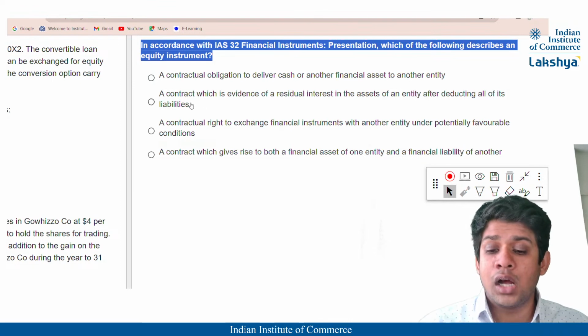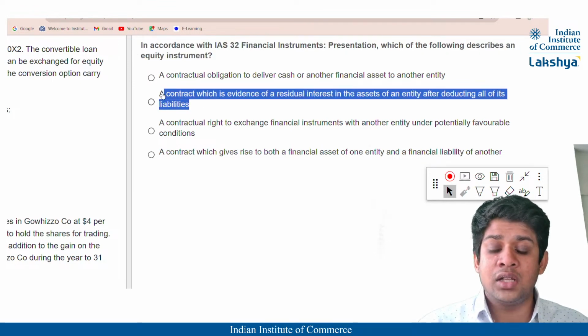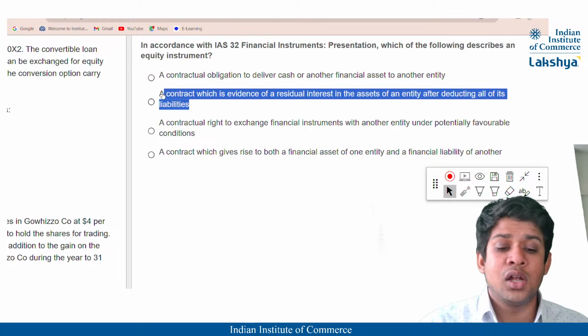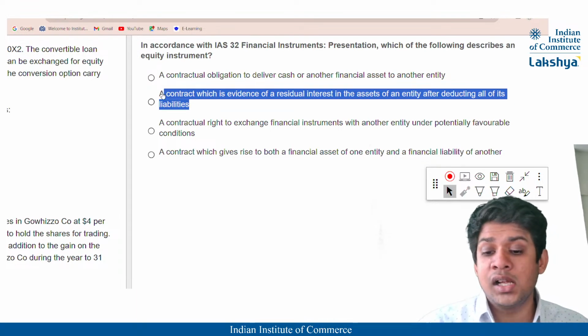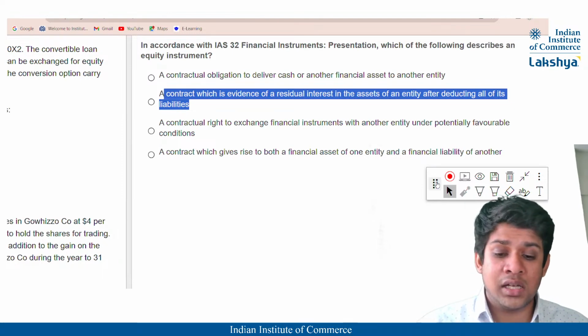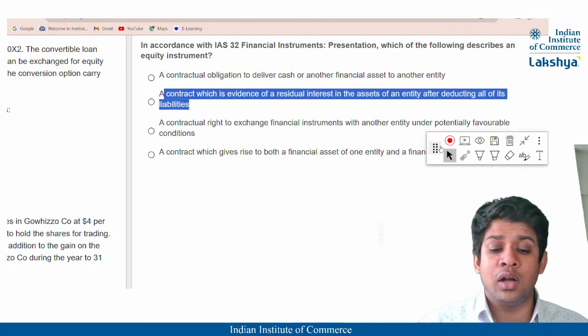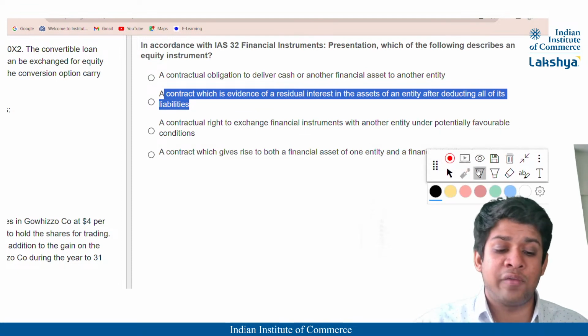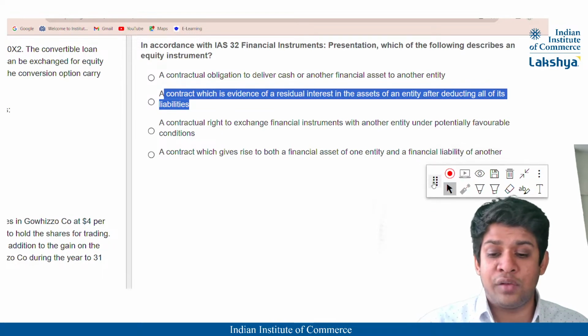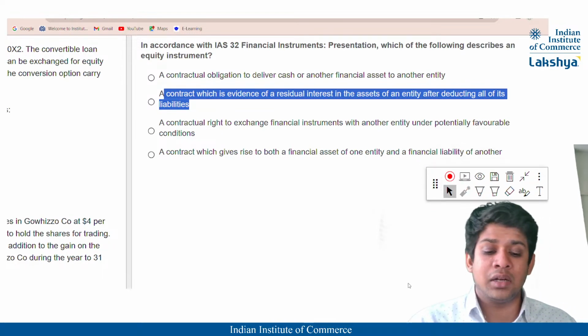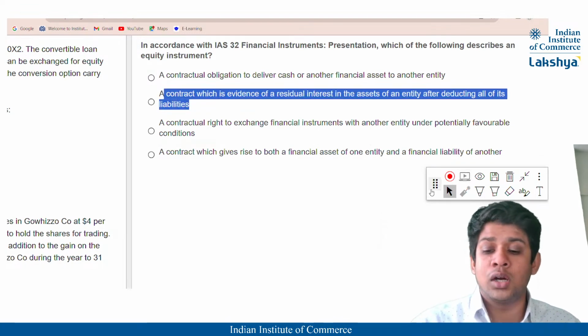The second one is a contract which is evidence of a residual interest in the assets of an entity after deducting all of its liabilities. Yes, this could be considered, right? Because a contract wherein the evidence is of a residual interest, that means the remaining interest after deducting all the liabilities from the assets, that is nothing but the equity instrument of a company, correct? So technically this should be the answer, I feel.